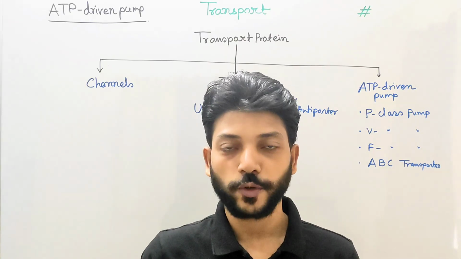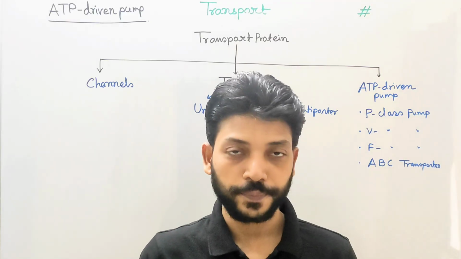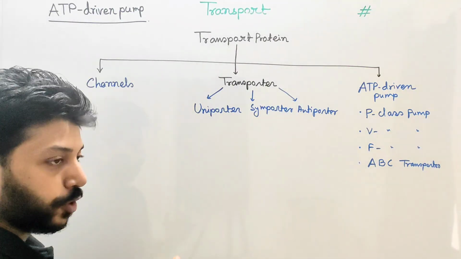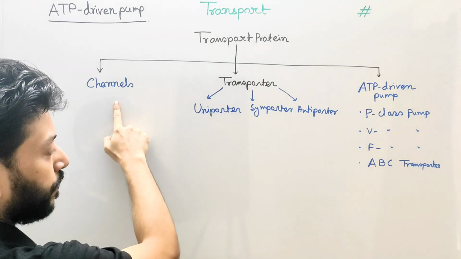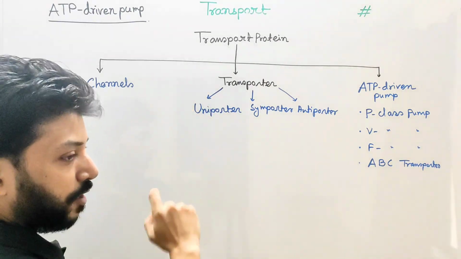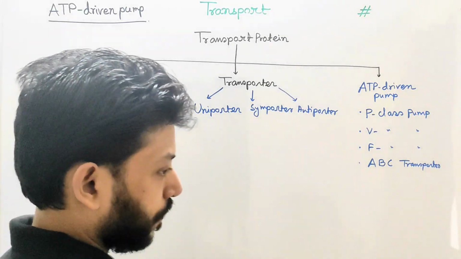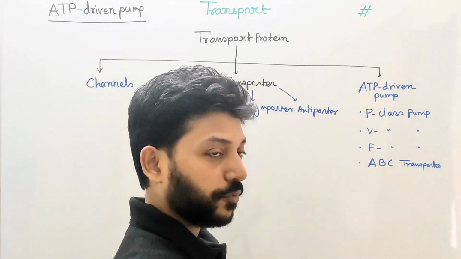Welcome everyone. Today we are going to learn about ATP-driven pumps. At first I want to mention that there are three major categories of transport proteins. One is channels, the second is transporters. Under the transporters there are uniporters, symporters and antiporters. And the third category is ATP-driven pumps.